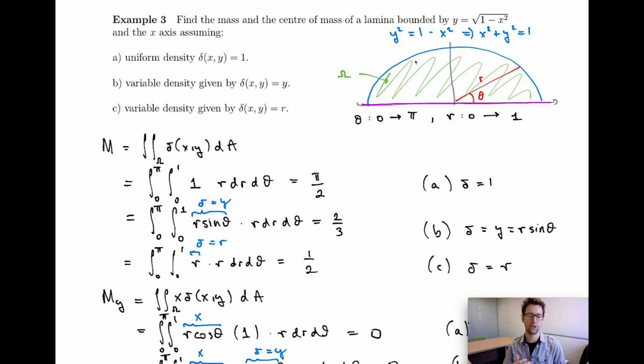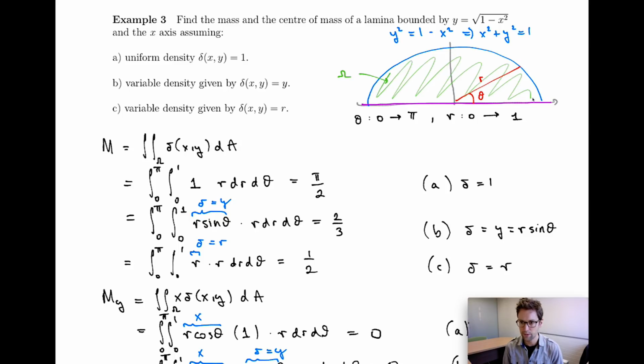There's no moment. But what about the case when I've got variable densities? I've got a density that depends upon y, or I have a density that depends on the distance from the origin. Again, do I end up getting the same amount of lever force about the y-axis on the right-hand side as I do on the left-hand side? Well, if the density depends upon y, then what that's telling me is that I've got an increasing mass as I move up this direction.